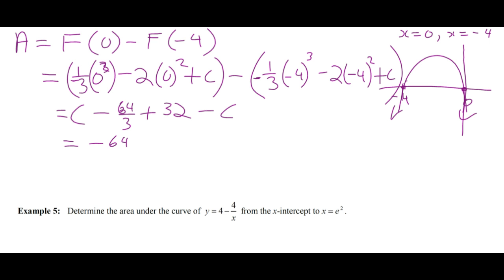Okay, so we got negative 64 thirds plus 96 thirds, which will be 32 thirds units squared. Or squared units. So 32 over 3. 10 and 2/3. 10.6 repeated.